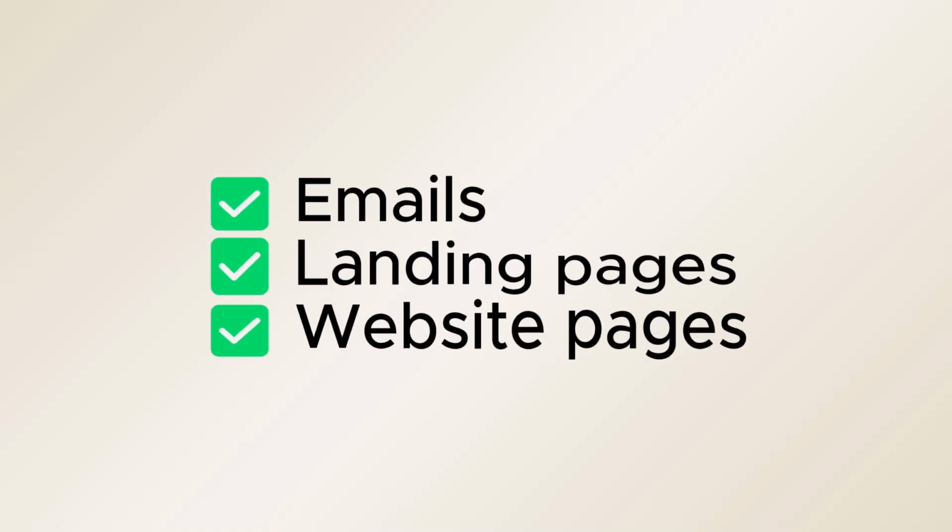You can use Save Sections in 3 main places inside Kajabi: emails, landing pages, and website pages. Each has its own little library. So when you save something in email, you can only use it in other emails, and you won't be able to use it on your website or landing pages.